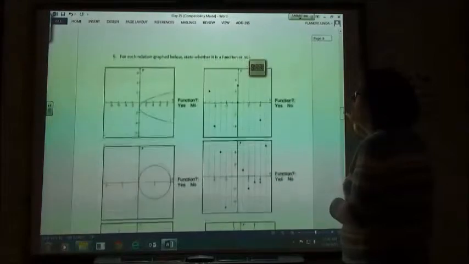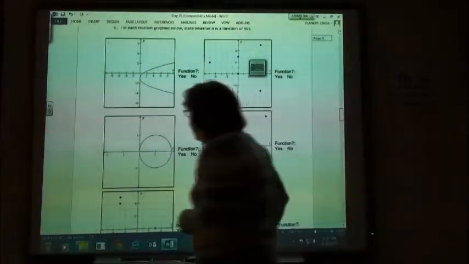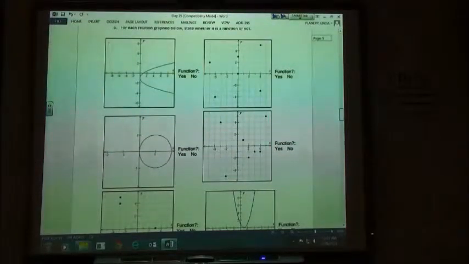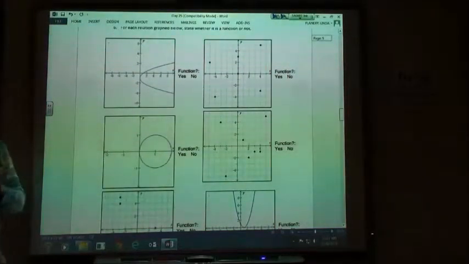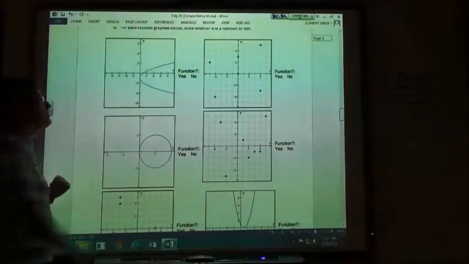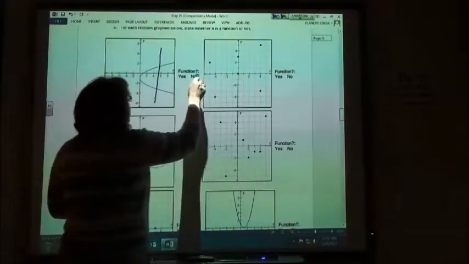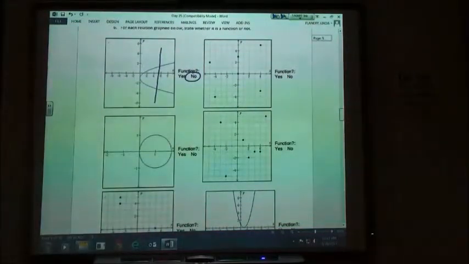So now we'll look at number 6. First one up here, is that a function? You have to draw a vertical line so it touches your graph. How many spots does it touch? 2. So is it a function? No, because a function can only touch once, right? So no, that one's not going to be a function because my vertical line touches twice.